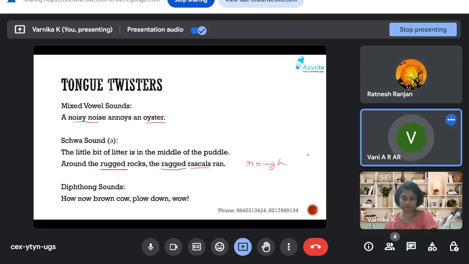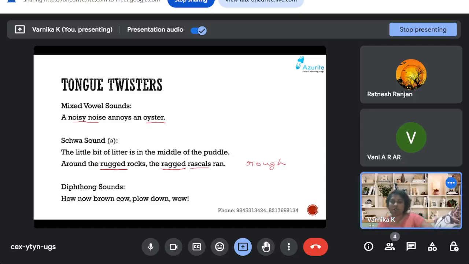How now, brown cow? Slow down. Wow. Yes. How now, brown cow? Slow down. Wow. Yeah. So again, diphthongs, different sounds we are practicing here. These you can take a screenshot of, these last pair of tongue twisters, for your practice later on.